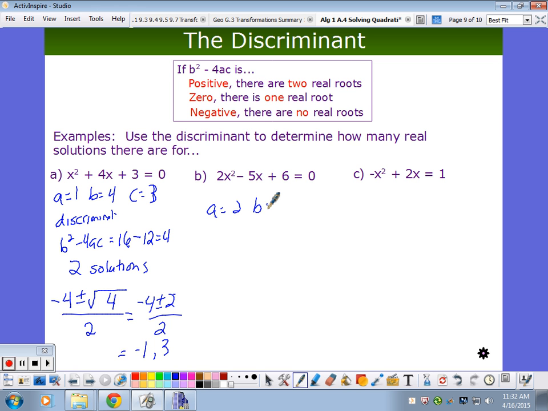A is 2, B is negative 5, and C is 6. So b squared minus 4ac is going to be negative 5 times negative 5 minus 4 times 2, 8 times 6, 25 minus 48. Negative what, 23?